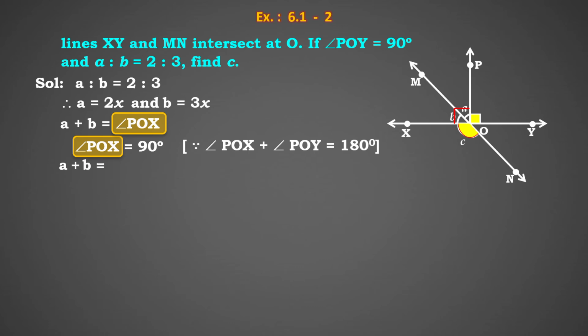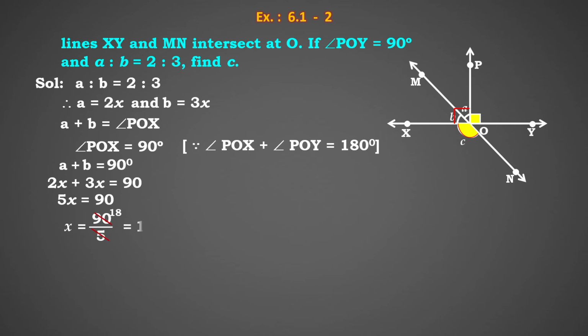So, angle a plus b equal to 90 degree. So, 2x plus 3x equal to 90 degree. So, 5x equal to 90 degree. So, x equal to 90 degree by 5. So, that is 18 degree.